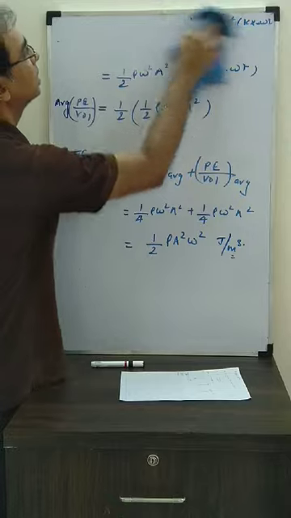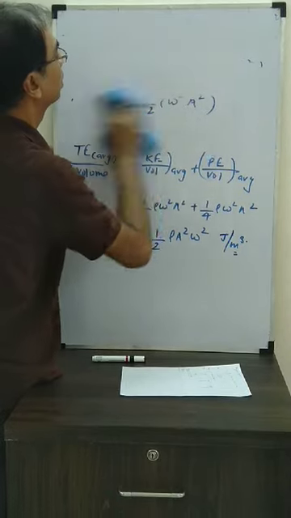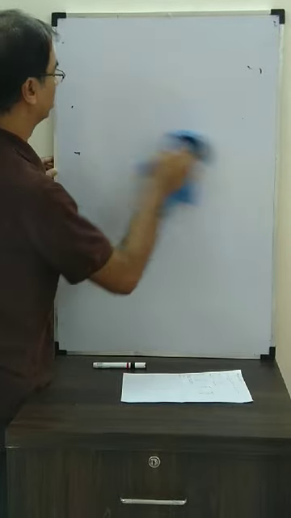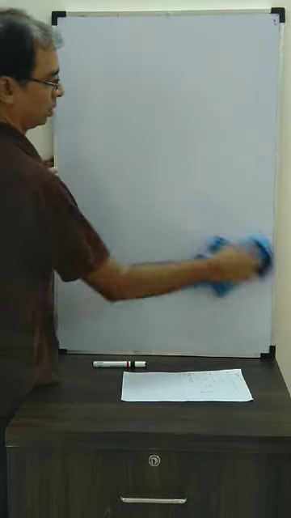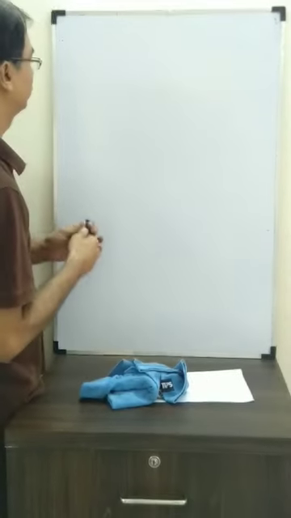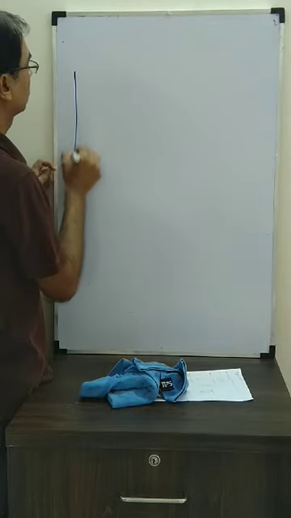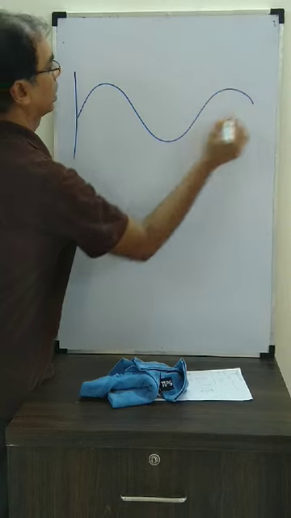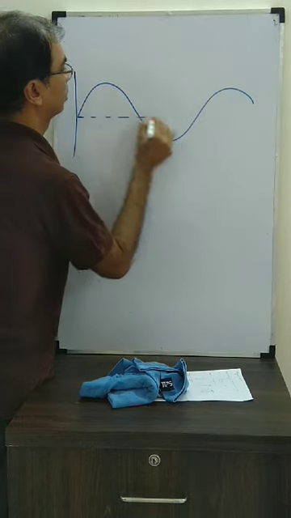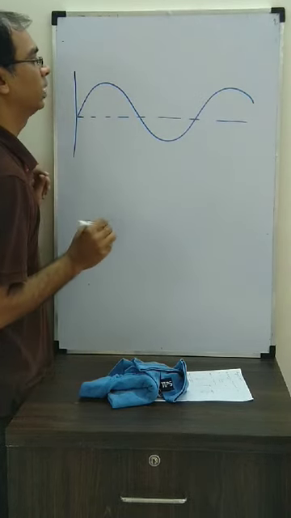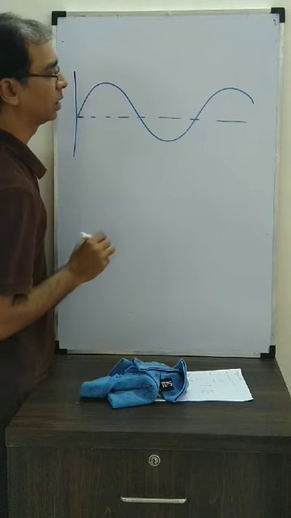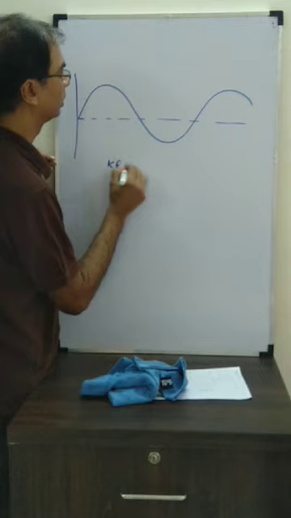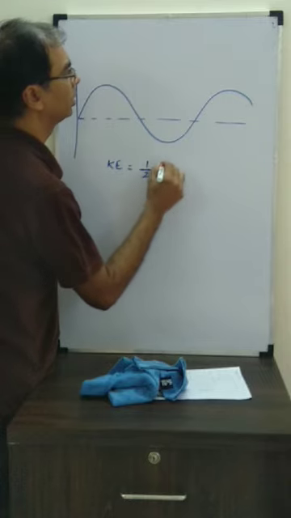Now let us see in a string where potential energy is maximum and where kinetic energy is maximum. So if I make a wave, okay, this is a wave. Now in this one, where is potential energy maximum, where is kinetic energy maximum? First of all, I am writing the general formula. Kinetic energy is half dm into v square.